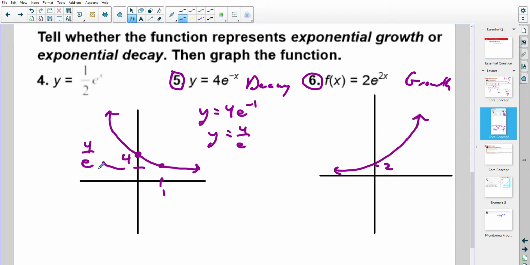Now, you can keep the e right in there. You don't have to approximate. That makes it a lot easier to graph. Similarly, on this one, if you put in a 1, you would get 2e squared. So that means if you had 1, you can put in 2e squared. Again, showing points in your graph makes it so I understand that you know how to graph those exponential growth and decay with ease.